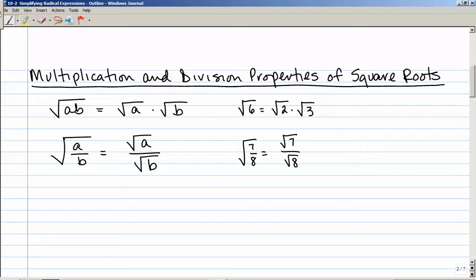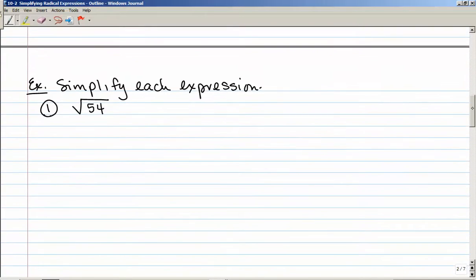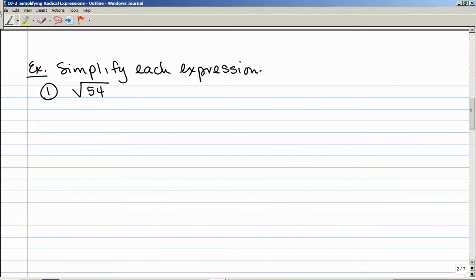Same thing also applies for division. The square root of a divided by b is equal to the square root of a divided by the square root of b. Putting some numbers in there, the square root of 7/8 is equal to the square root of 7 over the square root of 8. Let's take a look at a couple examples on how to simplify different types of radical expressions.